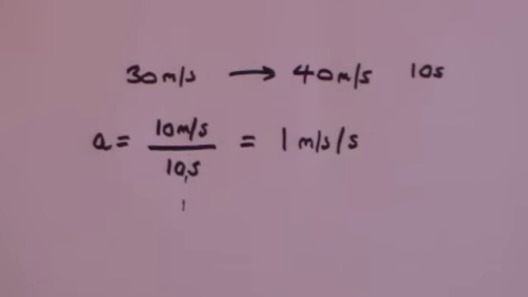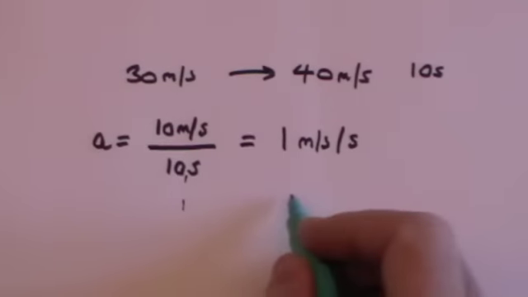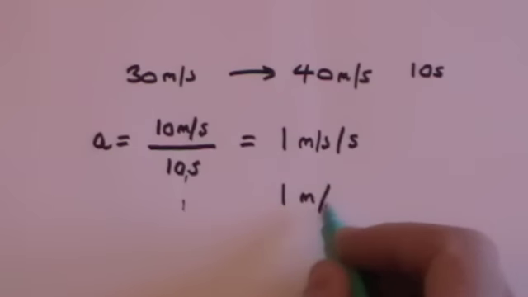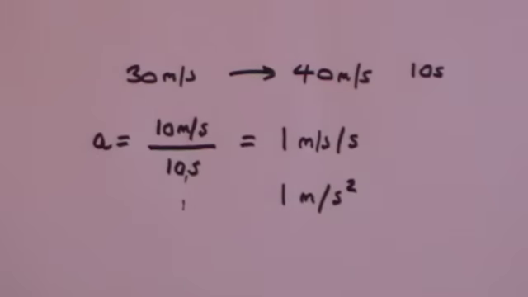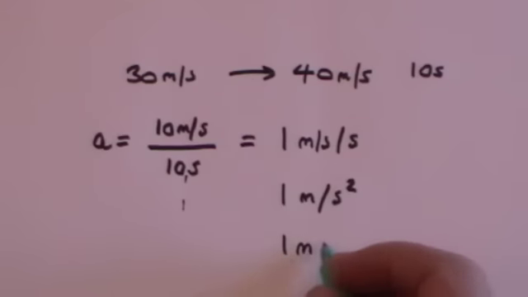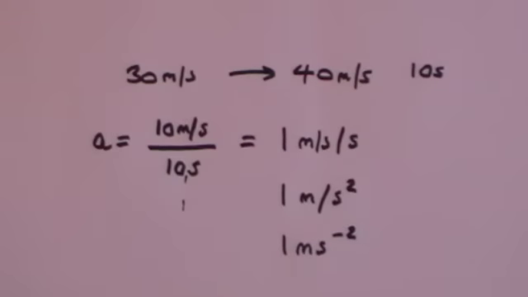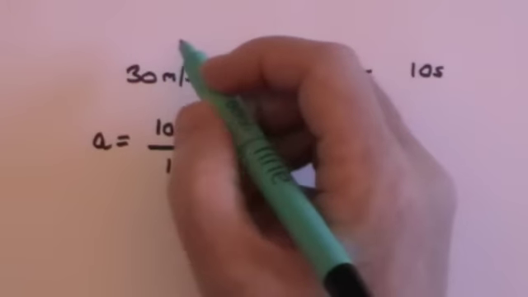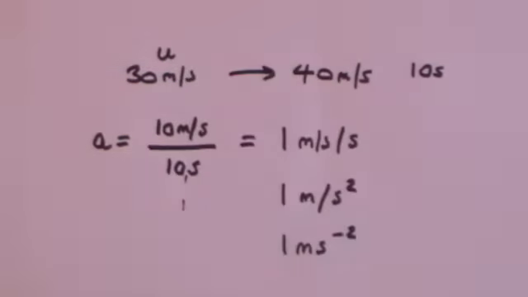So it's 1 metre per second, which can also be written as 1 metre per second squared, or 1 metre second to the minus 2. All of those are the same thing, and they are the units of acceleration. So just to remind you, acceleration is the change in speed divided by the time it takes you to make that change.